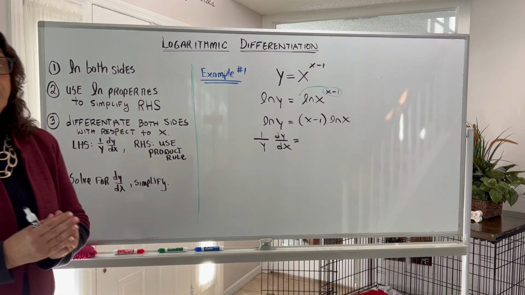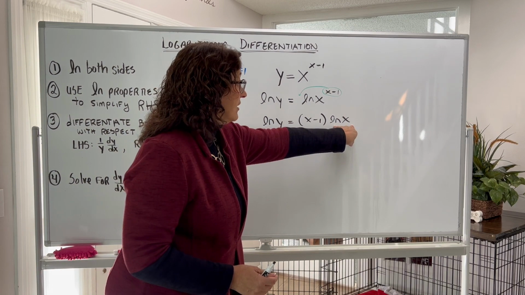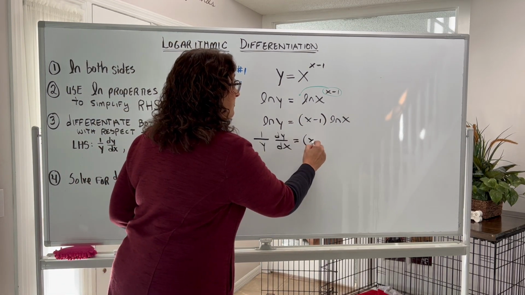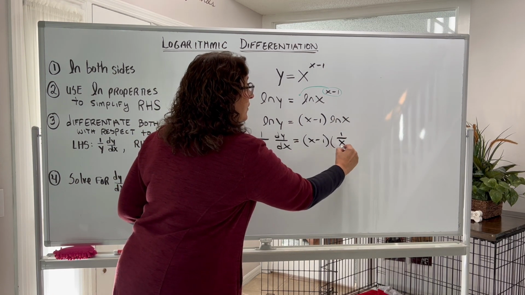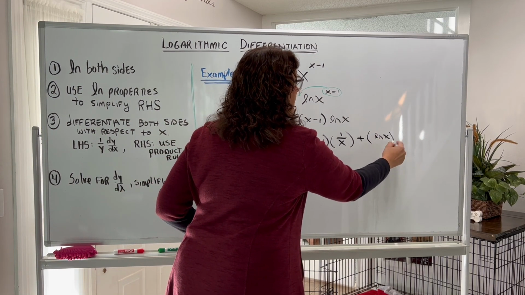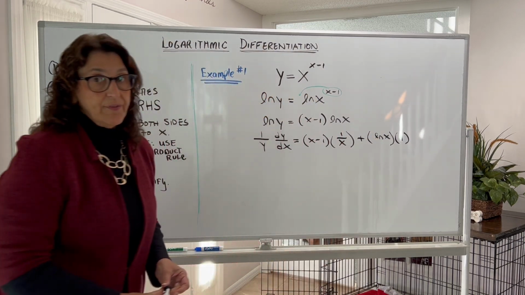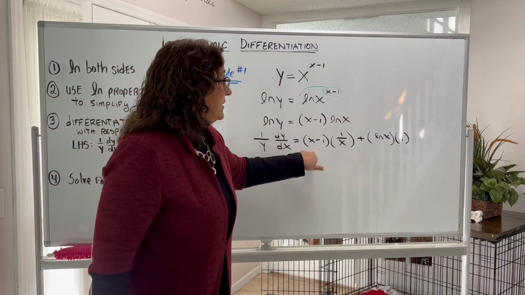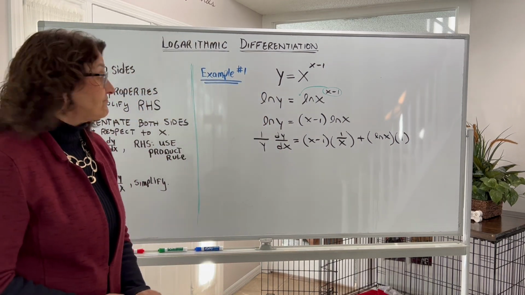Right-hand side, we need to use the product rule. We have an x minus 1 multiplied by natural log x. Use the product rule, which says take the x minus 1 first, times the derivative of ln x, so u prime over u, so 1 over x. Plus, then you're going to bring the natural log function down, times the derivative of x minus 1, which is just 1. Product rule, when you have a u times v, your product rule is going to be u v prime plus v u prime.